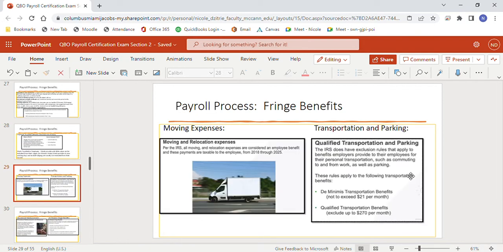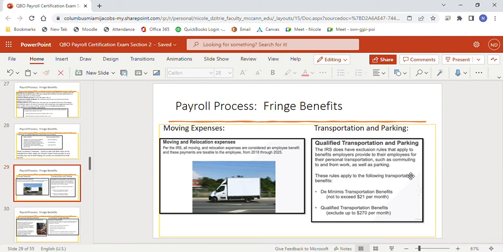Moving expenses. So moving and relocation expenses, per the IRS, all moving and relocation expenses are considered an employee benefit, and these payments are taxable to the employee from 2018 all the way to 2025. So I guess they'll revisit that topic in 2026. But up until then, any moving or relocation expenses that were reimbursed by a company have to be put into that employee's wages.